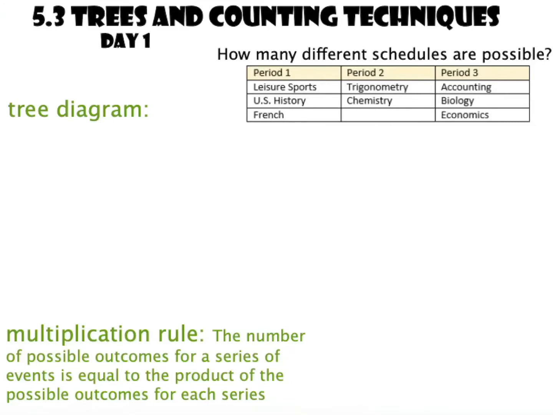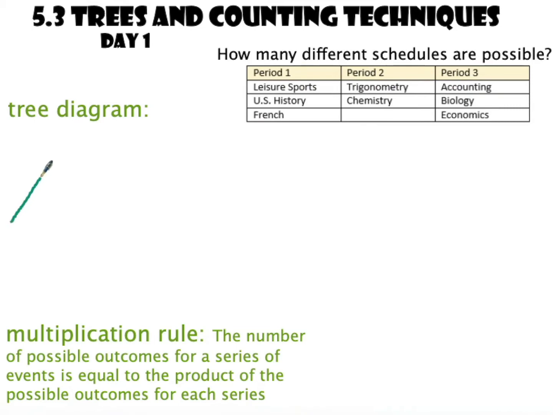In probability, it's important that we're able to count the number of ways that things could happen. And so today's lesson is about trees and counting techniques, and this first one is called a tree diagram. If you were going to make a schedule for yourself and you had to choose one of these period 1, one period 2, and one of these period 3 classes, how many different schedules would be possible? One way to count that is by making a tree diagram.